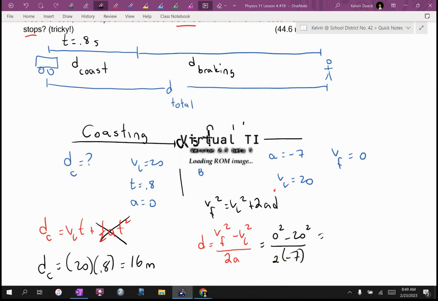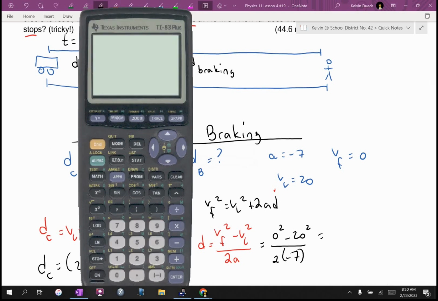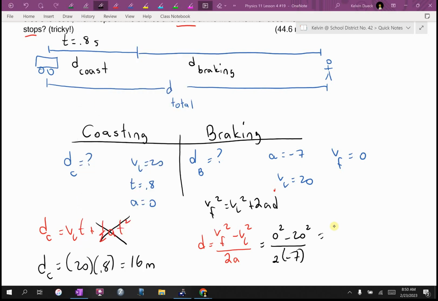This is going to be a decimal. Is this a fraction? Brackets around the top. Is there more than one thing on the bottom? Brackets around the bottom. And I get 28.6. I'll go to 3 sig figs.